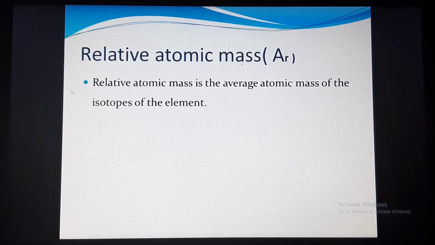But how are they calculated? It's already calculated and given in the periodic table. Some of the elements we know are in the form of isotopes. If there are isotopes, they take the average. That means if there are 2 isotopes, they add both masses and divide by 2. Whatever they get is considered the relative atomic mass.